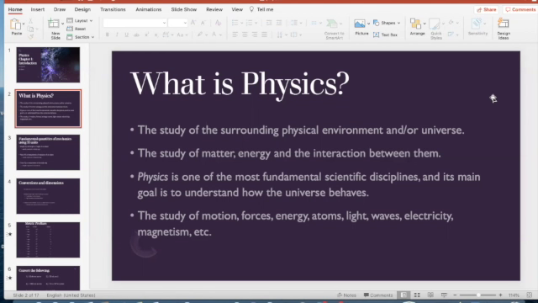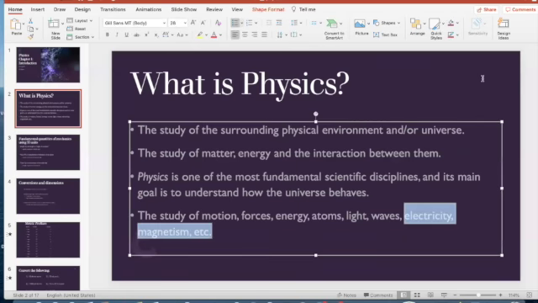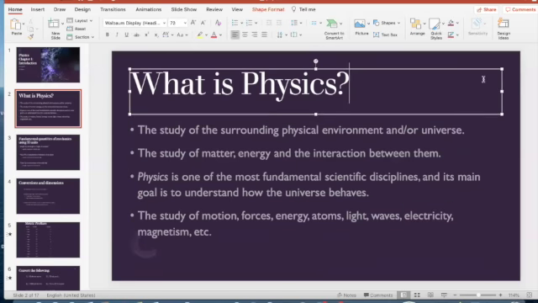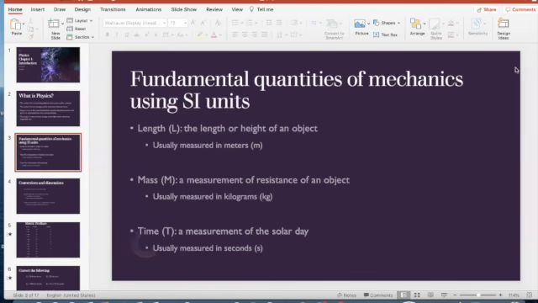Right. So this first part, physics one, is the study of motion, forces, energy, atoms, and light waves. The second part is electricity and magnetism. I'm not sure if you guys have to take part two, but if you do, those will be the topics that are covered next time around. All right, so moving on.